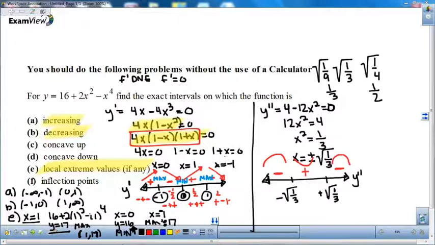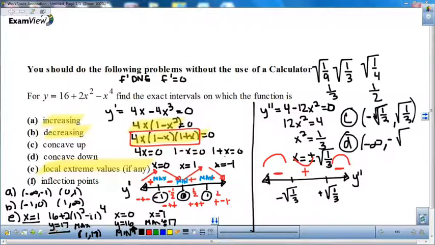Part C asks, where is it concave up? It's concave up between negative square root of 1/3 and square root of 1/3. Where is it concave down? From negative infinity to negative square root of 1/3, and from square root of 1/3 to infinity. And then what are your points of inflection? Well, I'm going to have 2 points of inflection. They're going to occur at x equals plus or minus square root of 1/3.